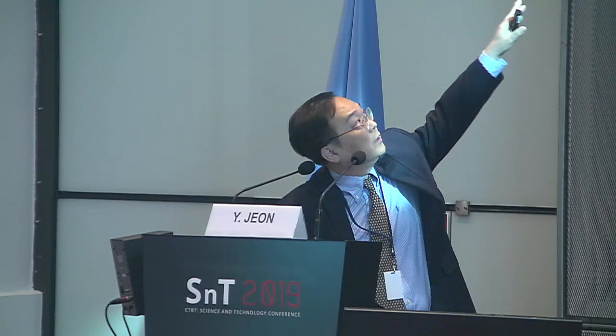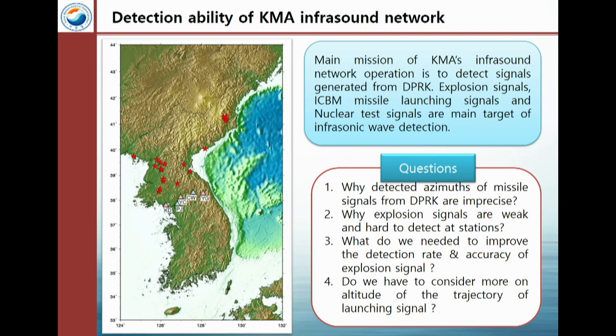So the main mission of the KM infrasound network operation is to detect signals generated from North Korea: explosion signals, ICBM missile launching signals and nuclear test signals are the main targets of infrasound wave detection. But after several years of monitoring and analyzing these things, several questions arise. Why is the detected azimuth of missile signals from the DPRK imprecise? And regarding explosion signals, there are many mining quarries in North Korea. In the middle part near Pyongyang, and south of their capital, there are a lot of mining quarries, and they have explosions thousands of times a year. So why are the explosion signals weak and hard to detect at our stations? And what do we need to do to improve the detection rate and accuracy of the explosion signals? This kind of question.